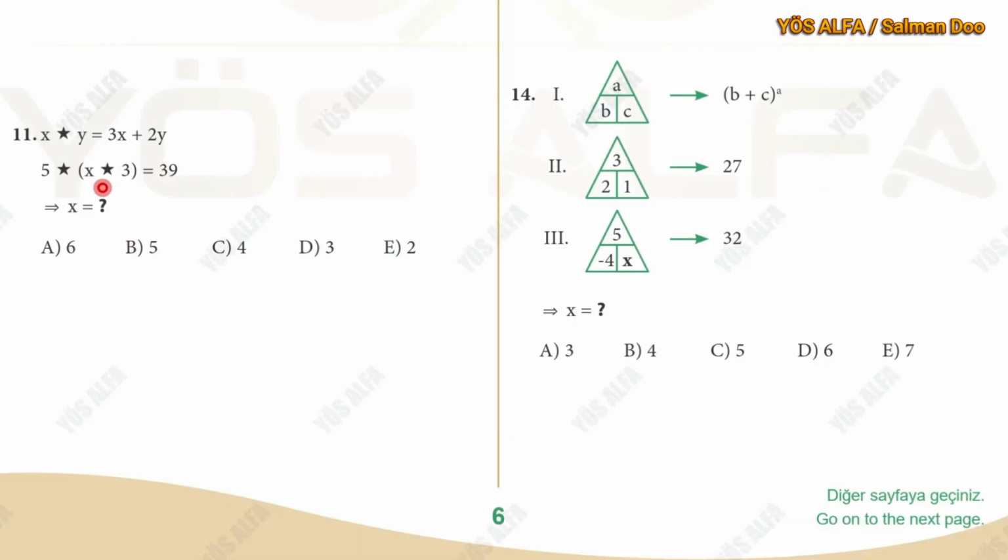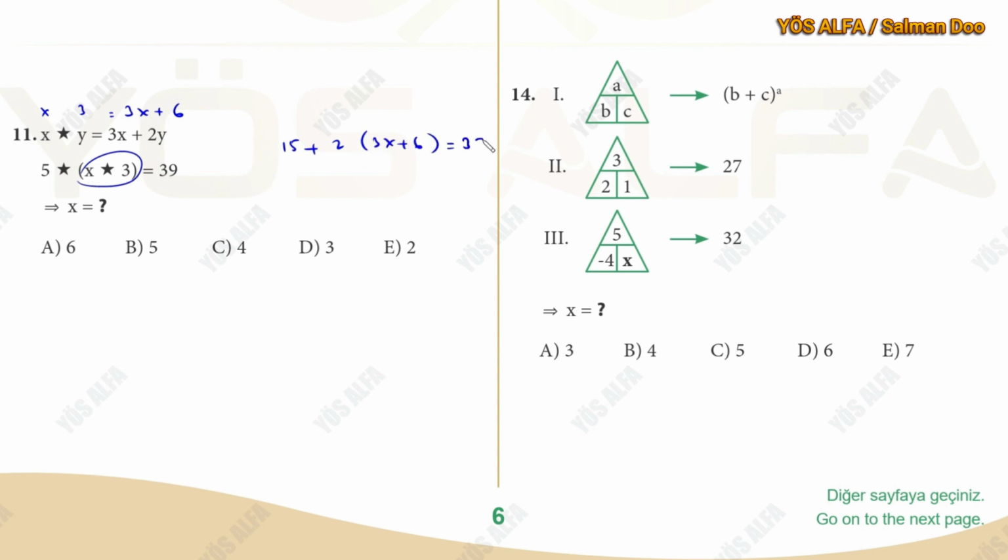XY operation is given and this one is asked. So we'll start with x and 3. So for x and 3 operation we have 3x plus 6. So this is 3x plus 6, and 5 relation with 3x plus 6 is going to be 5 times 3 is 15 plus 2 times, instead of y we have 3x plus 6.